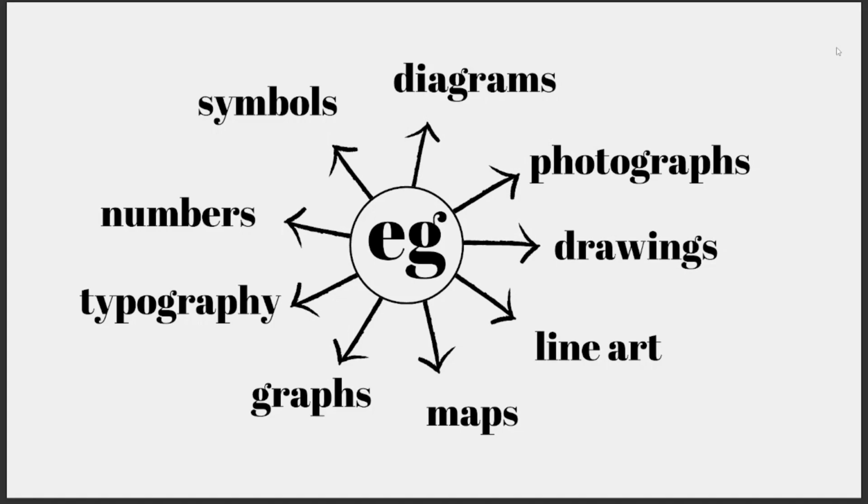Next are some examples. For example, we can look at photographs. They are visual, we can see them through our eyes. Next are drawings, the line arts, the maps, the graphs, typography, numbers, symbols, and diagrams. All these are examples that you must have heard in your early childhood or in your school life.